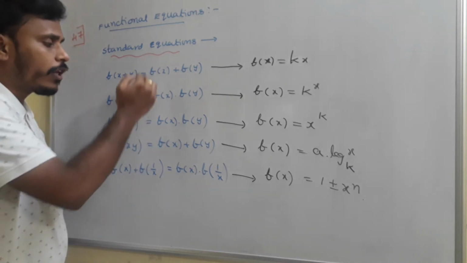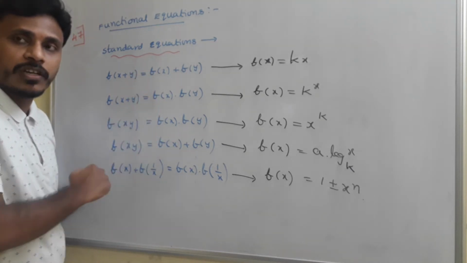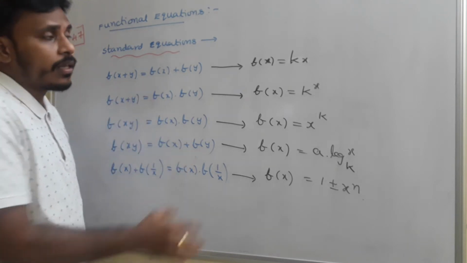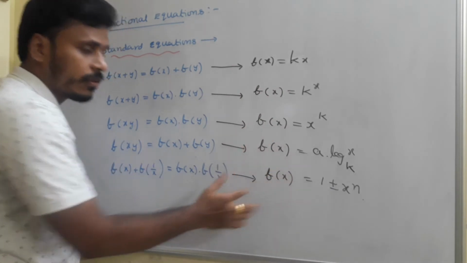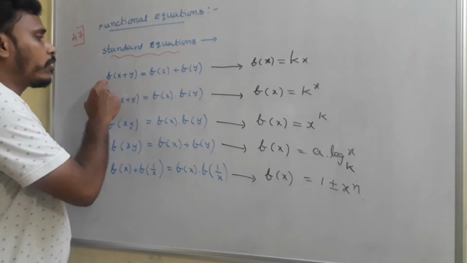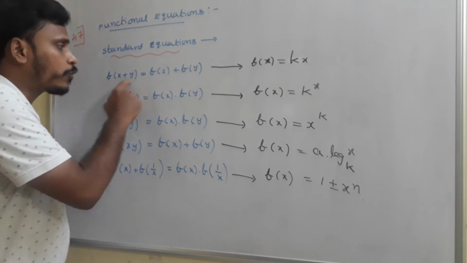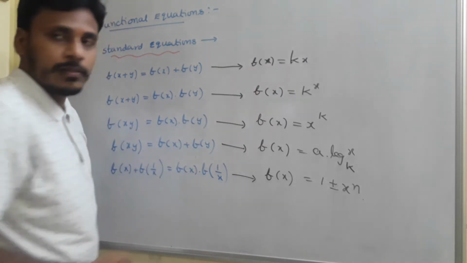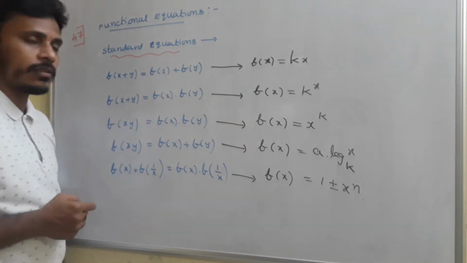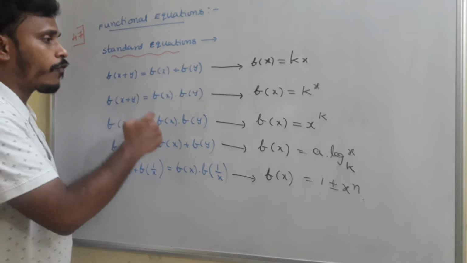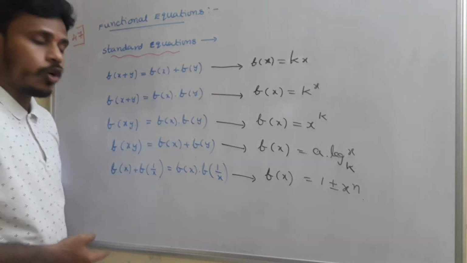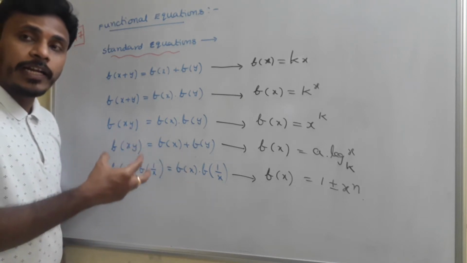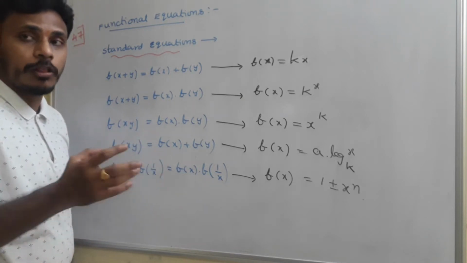In the sense, frequently you will face these types of functional relations in the problems. Instead of giving these functions directly, the question gives you a functional relation, and by observing this functional relation we need to identify the function as k^x. If you have this functional relation, then you need to identify that f(x) is k power x. So by observing the given functional relation, we need to identify the function and then we will solve the problem.